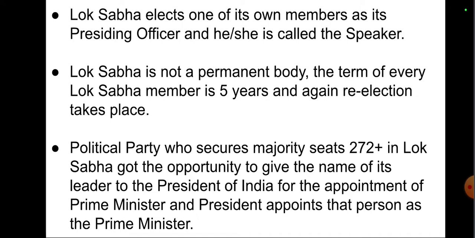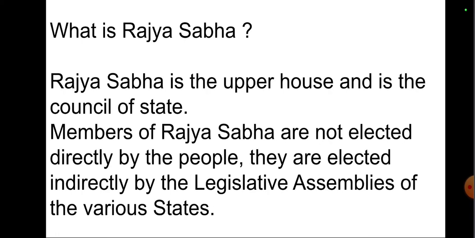The political party which secures a majority of seats, that is 272 plus in the case of Lok Sabha, gets the opportunity to give the name of its leader to the President of India for appointment as Prime Minister, and the President appoints that person as the Prime Minister. He has to take an oath in front of the President of India, and then he becomes the Prime Minister of India. That is, the leader of the majority party becomes the Prime Minister of India. This is how the election takes place in India. Now we will move on to the next slide. Now we'll look at what is Rajya Sabha.